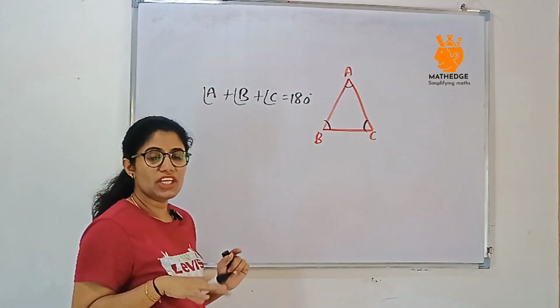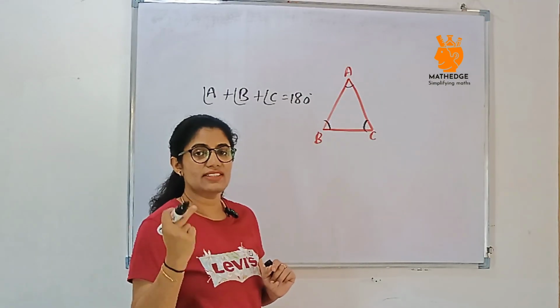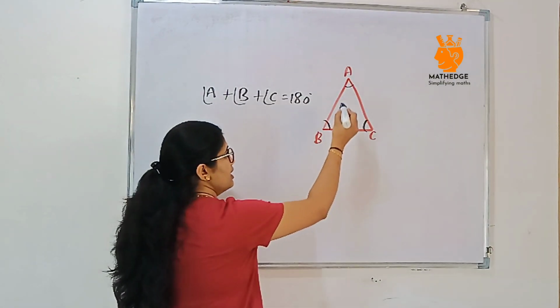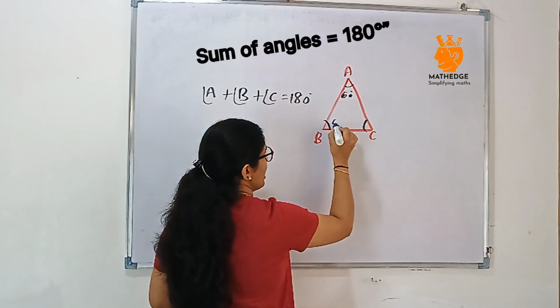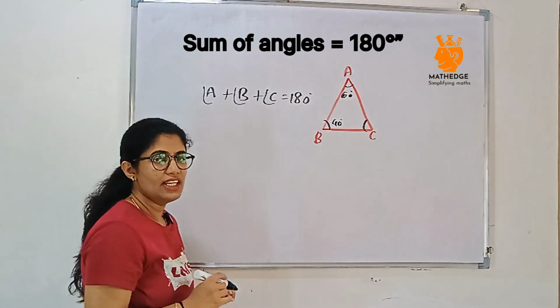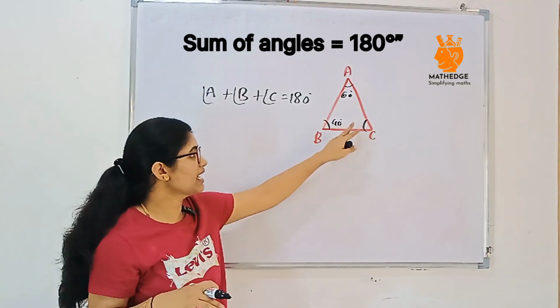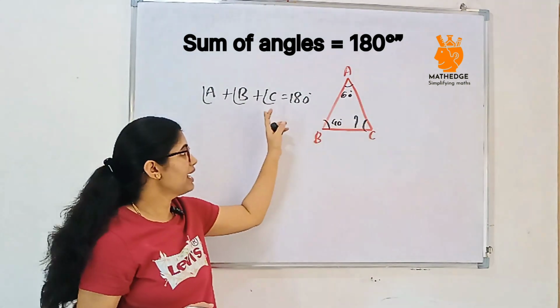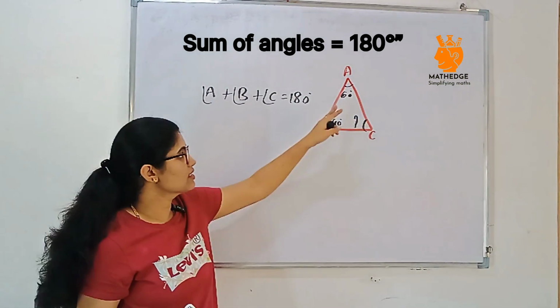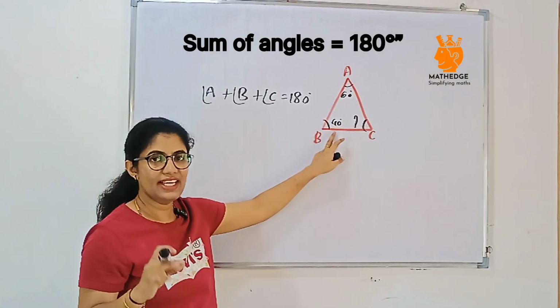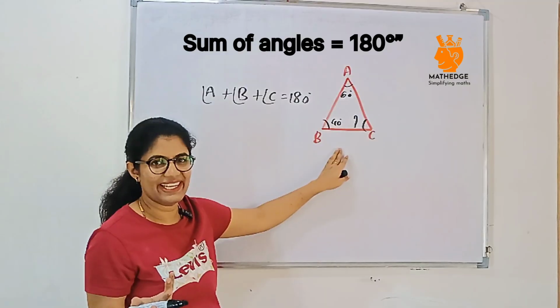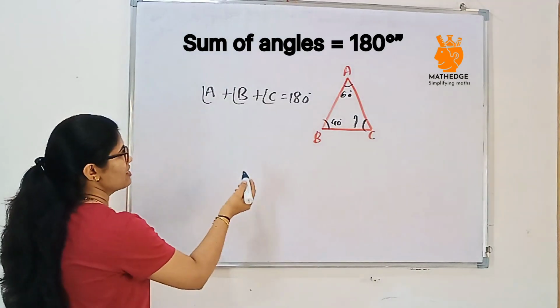And if you know any 2 angles of a triangle, the other angle we can calculate by the angle sum property of a triangle. Let's say this angle is 60 and this angle is 40 degrees. We can calculate this angle by the angle sum property. 60 plus 40 is 100. The sum is 180, so 180 minus 100 you will get 80. Right?